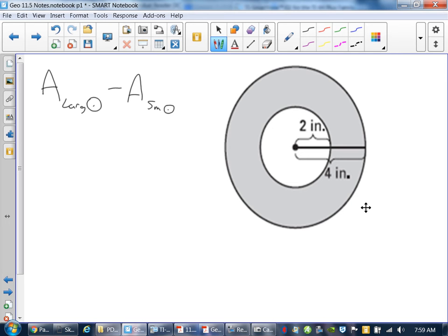So area of the large circle. Well, area of a circle is just pi r squared. Well, what's the radius of the large circle? 4. So it's 4 squared pi, otherwise known as 16 pi. Area of the small circle: it has a radius of 2. And last time I checked, 2 squared was 4. So that means the overall area of the shaded region is 12 pi.